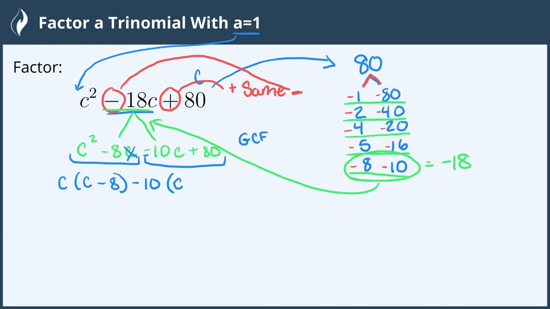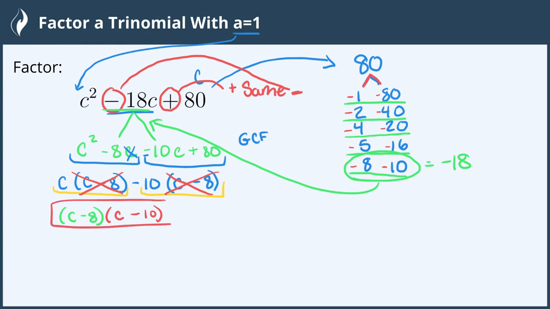Now, positive 80 divided by negative 10 is negative 8, and you'll see that because we chose to take out a negative 10, we now have another common factor between these two larger terms. That common factor is the binomial c minus 8. When I factor it out of the first one, I'm left with c, and when I factor it out of the second one, I'm left with minus 10.